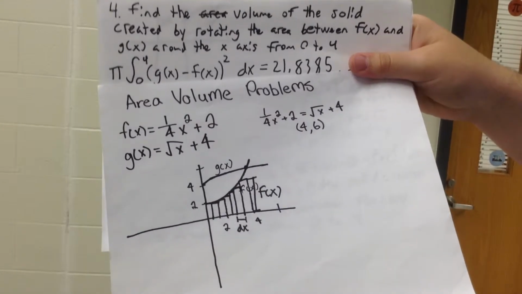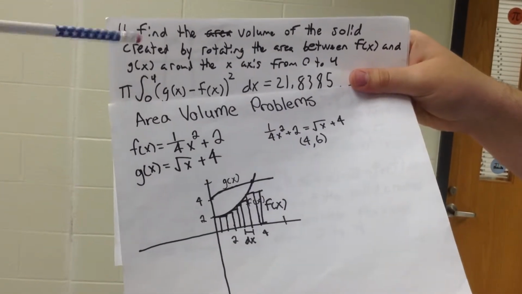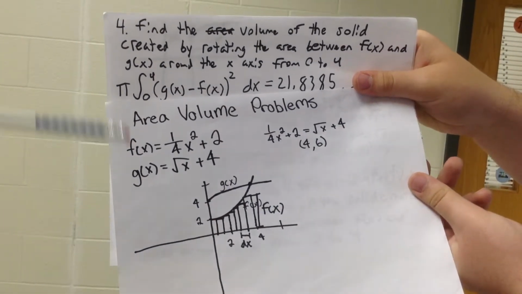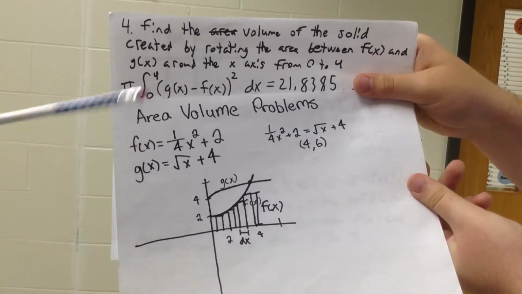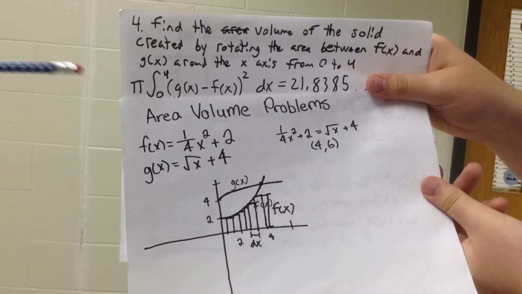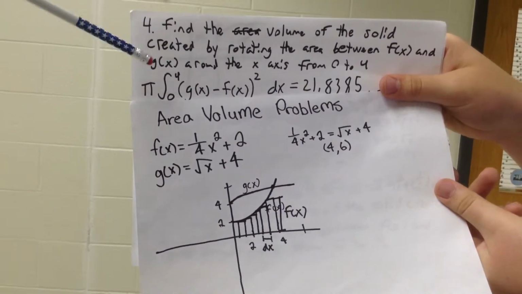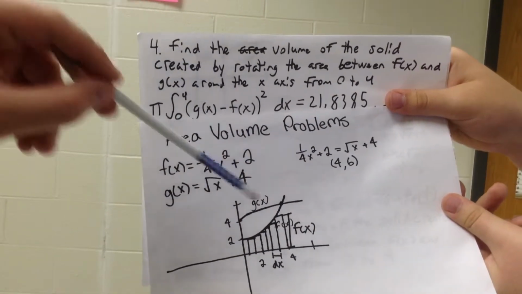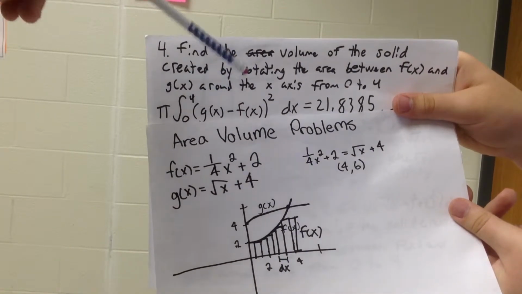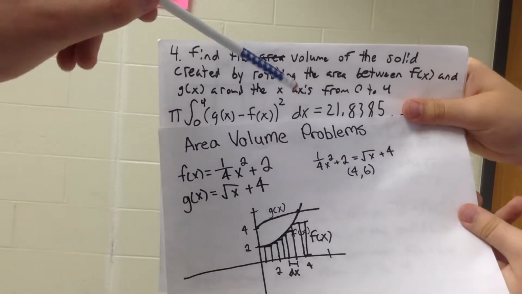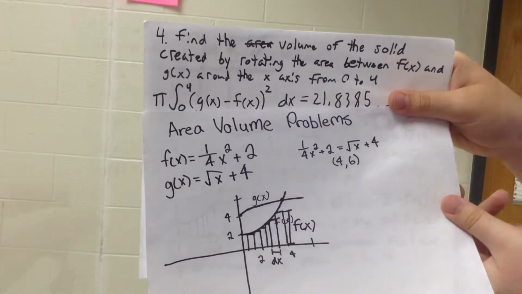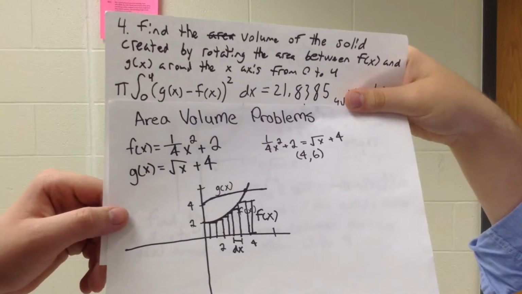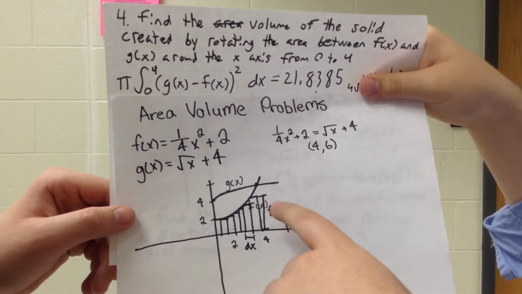Now, problem 4 has us find the volume of a solid created by rotating the area between f of x and g of x around the x-axis from 0 to 4. This is done by taking pi times the integral from 0 to 4 of g of x, the top function, minus f of x, the bottom function, squared, dx. And this equals 21.8385.